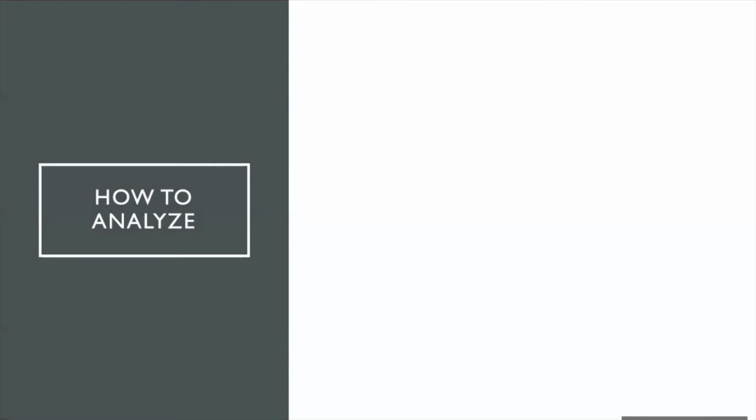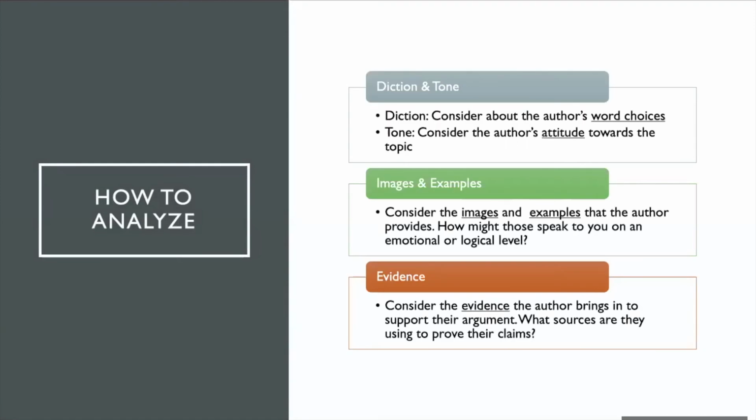How to analyze. Alrighty, three things that we can do. The first one, diction and tone. So diction considers the author's word choice. Tone considers the author's attitude. So we can dig into either of these, but just remember that diction has to do with word choices.